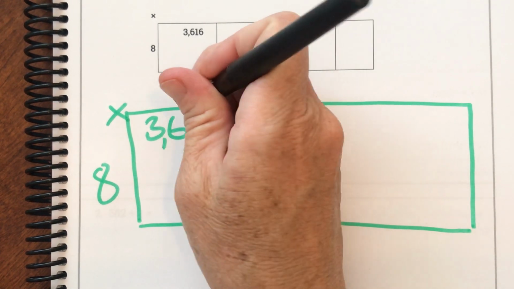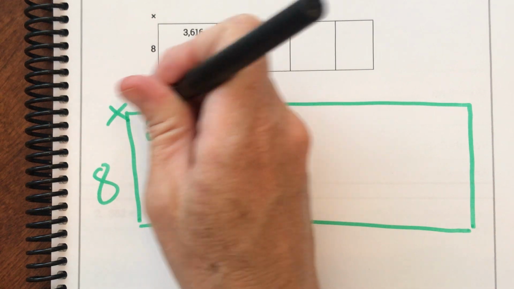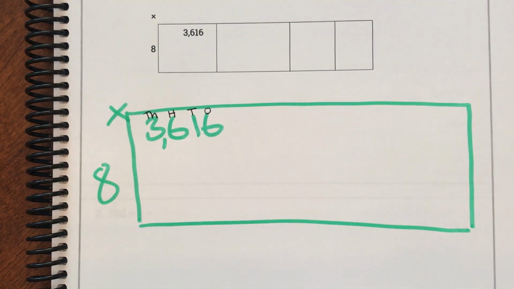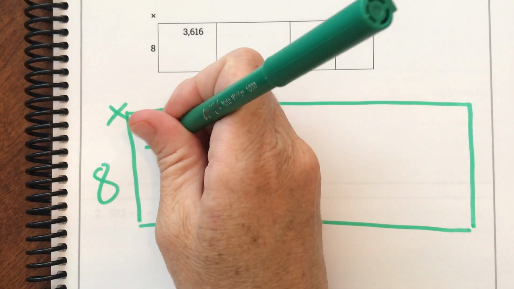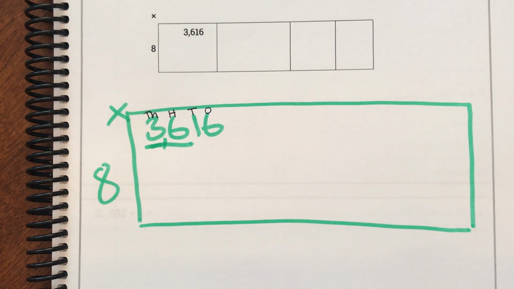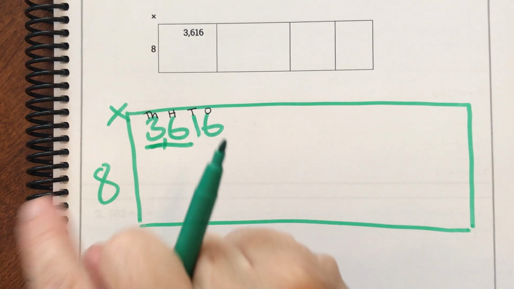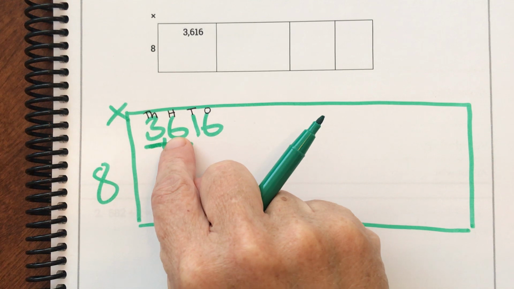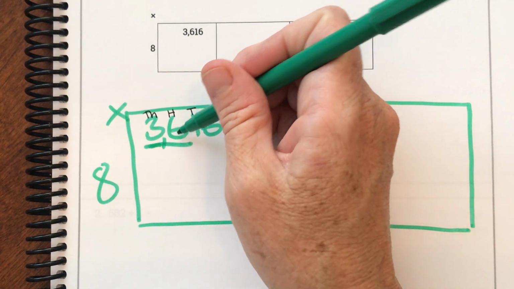Remember, I like to say my place values. That's my ones, tens, hundreds, and thousands. Okay, so can 8 fit into 3? No. Can 8 fit into 36? Yes. How many times? 8 times 5 is 40, so that's too much. 8 times 4 is 32. So 8 can fit into 36 4 times.